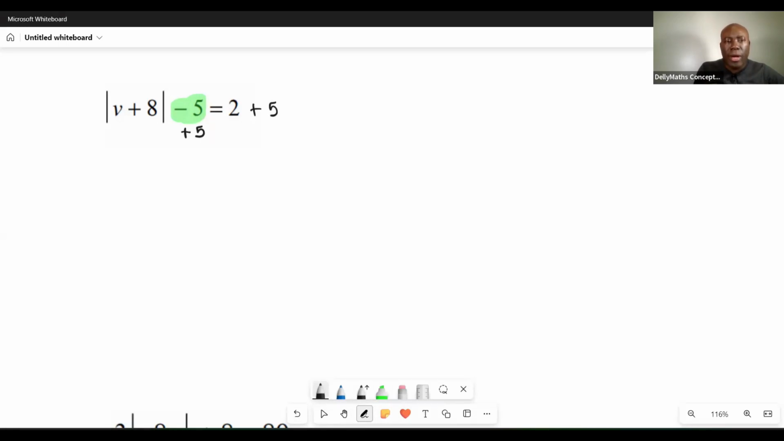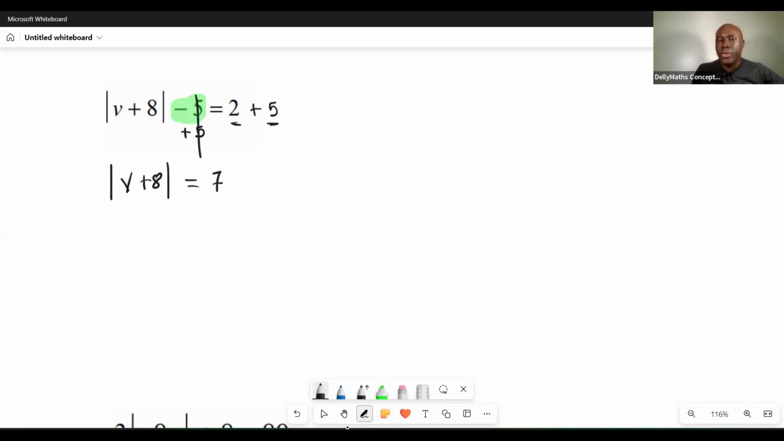So what we're going to do is write back our absolute value symbol, and then we're going to have v plus 8. Remember, negative 5 and positive 5 becomes 0. So on the right side, we'll have 2 plus 5, and that's going to give us 7. Now, notice that we have the absolute value of v plus 8 is equal to 7.